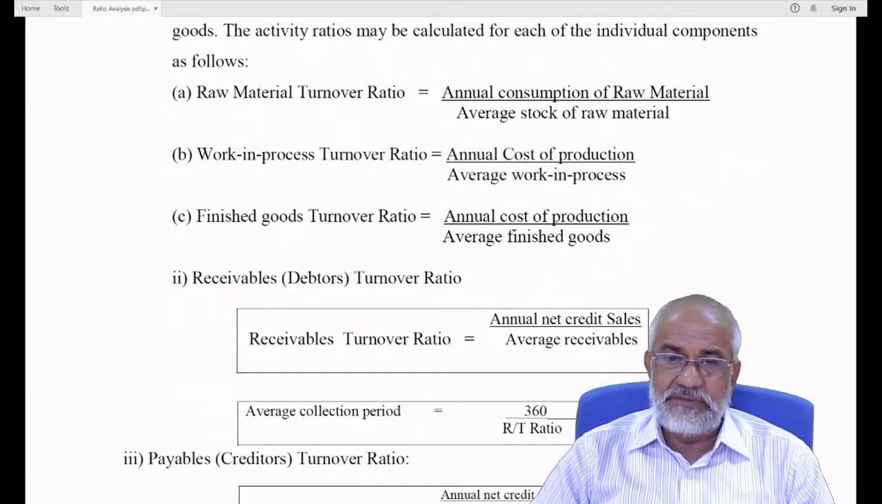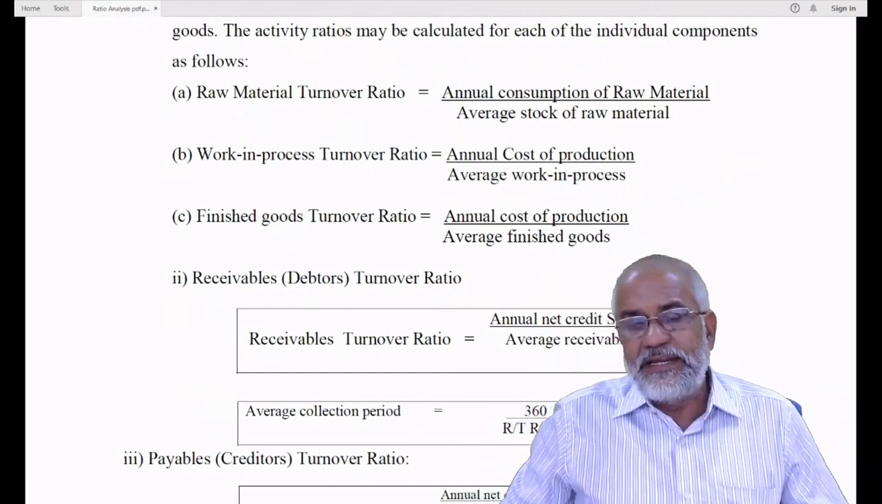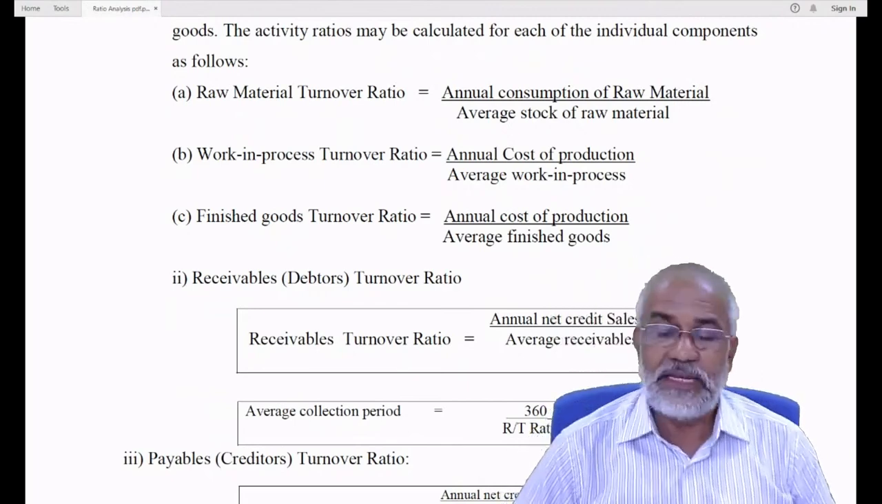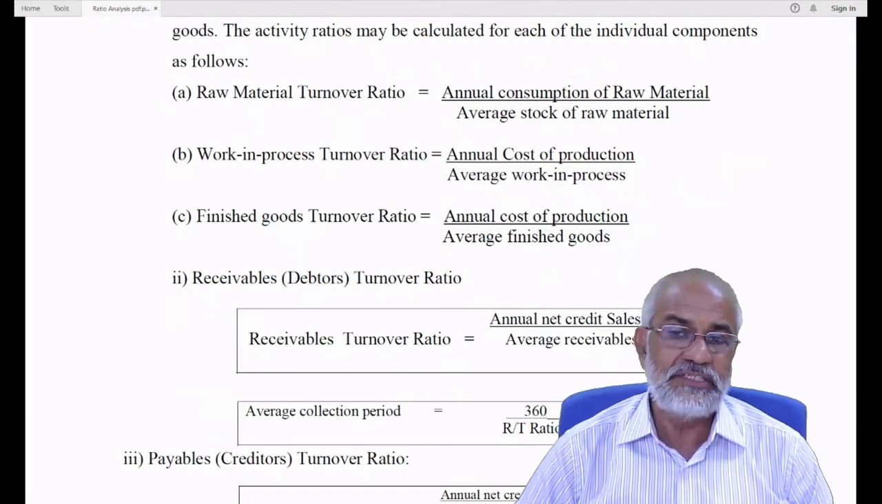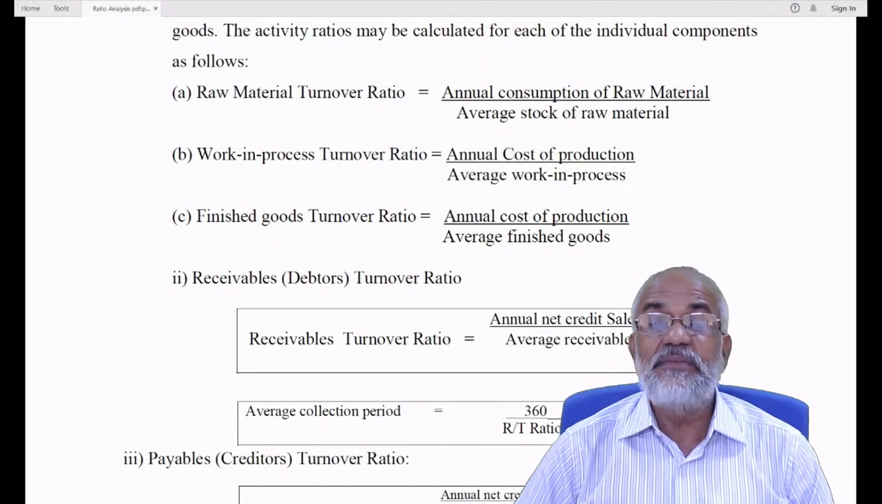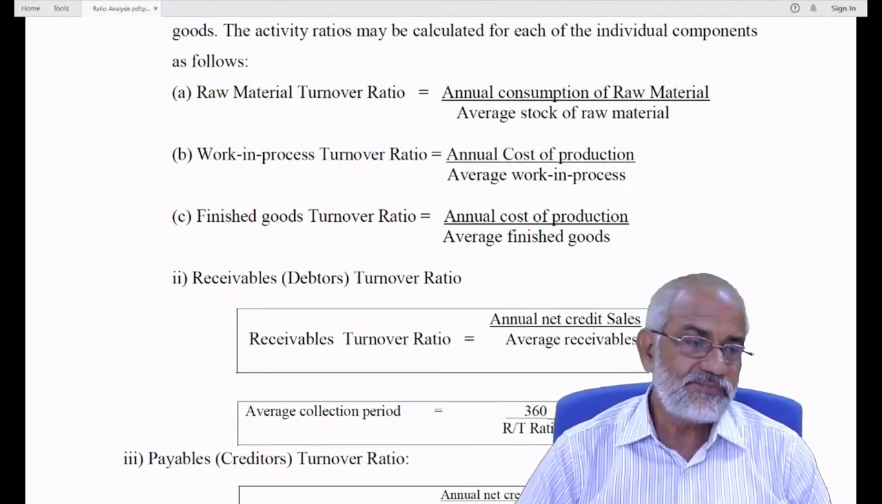The sundry debtors or receivables have a direct bearing on the net credit sales. So annual net credit sales divided by average receivables or average debtors. Opening debtors plus closing debtors divided by 2 is the average debtors. When the annual net credit sales are divided by the average receivables, that would be the receivable turnover ratio.